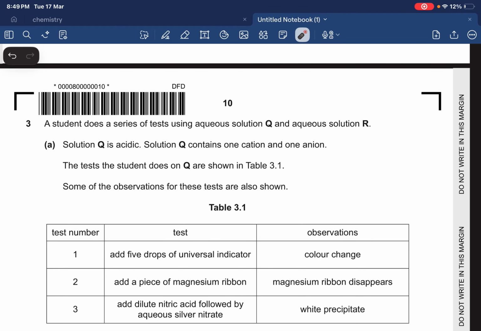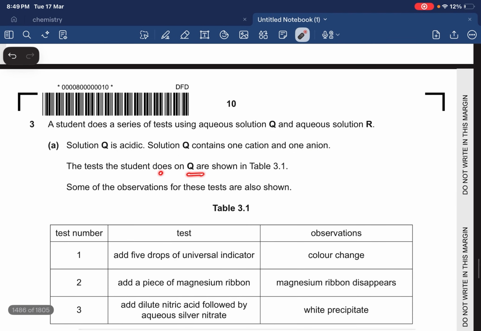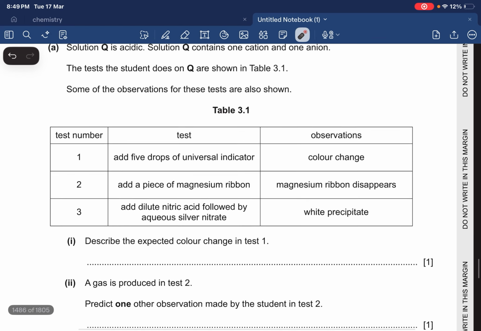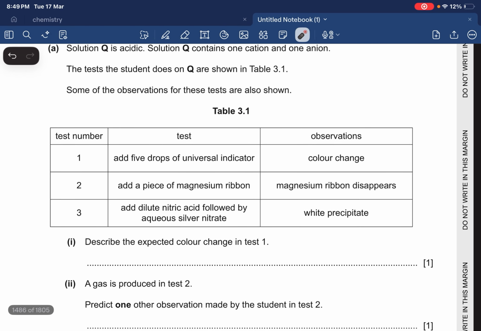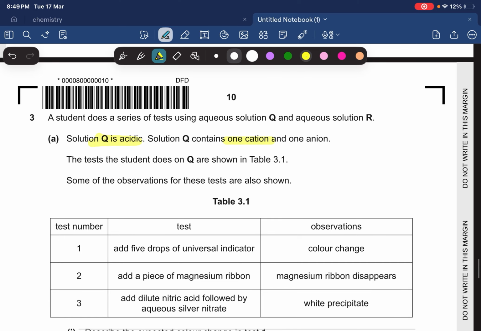A student does a series of tests using aqueous solution Q and aqueous solution R. Solution Q is acidic. Solution Q contains one cation, one anion. The tests the student does on Q are shown in table 3.1. Some of the observations of the test are shown. You add universal indicator, the color changes. They've told you already that Q is acidic and it contains one cation, one anion.